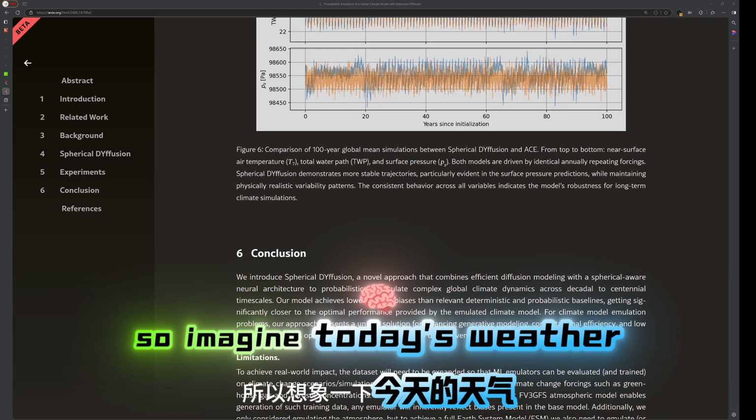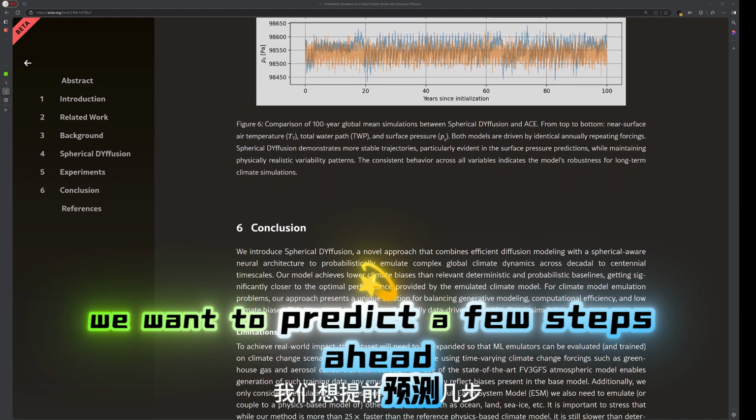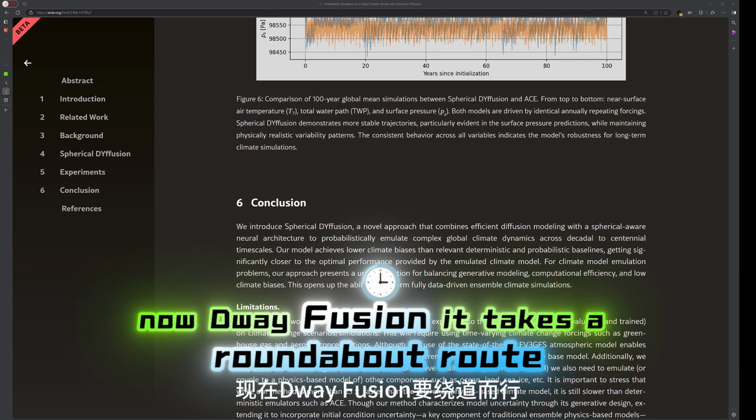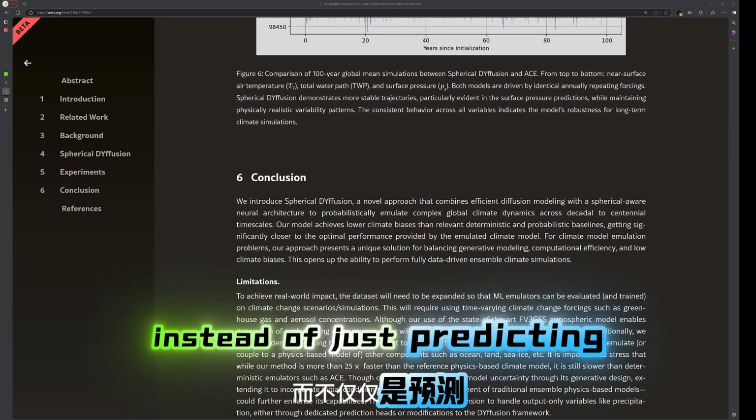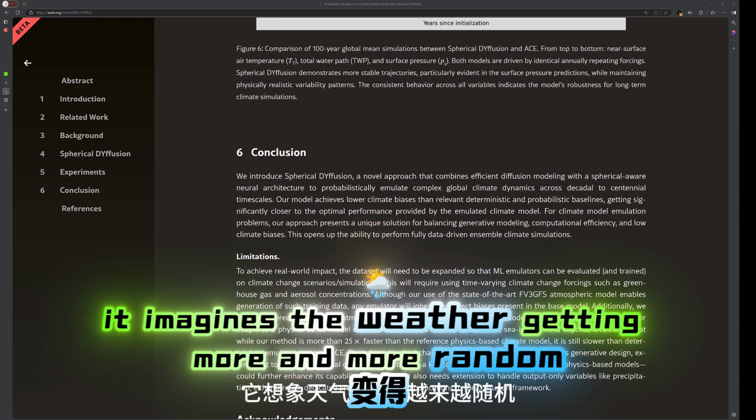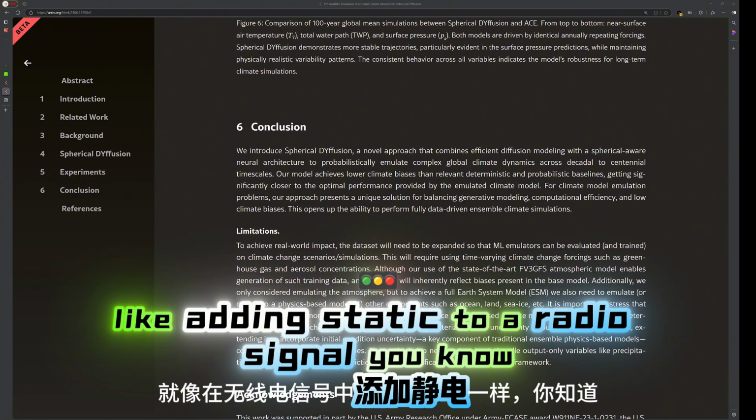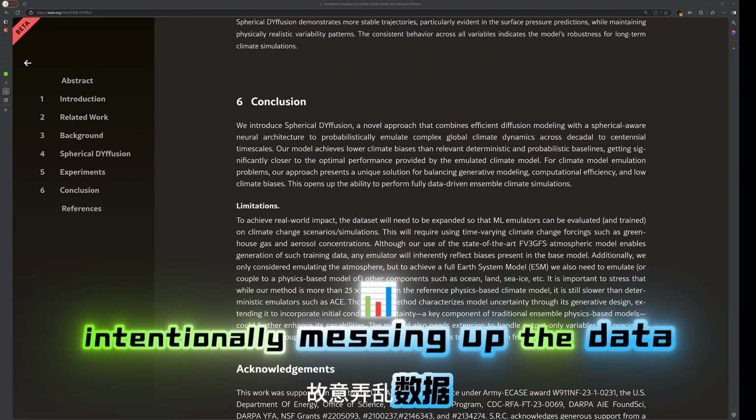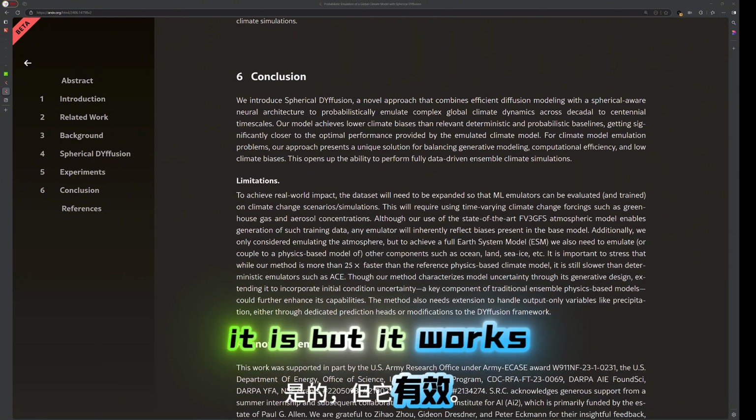So, imagine today's weather. We want to predict a few steps ahead. Now, DYffusion, it takes a roundabout route. Instead of just predicting, it imagines the weather getting more and more random, like adding static to a radio signal. Intentionally messing up the data. Sounds counterintuitive. It is, but it works.